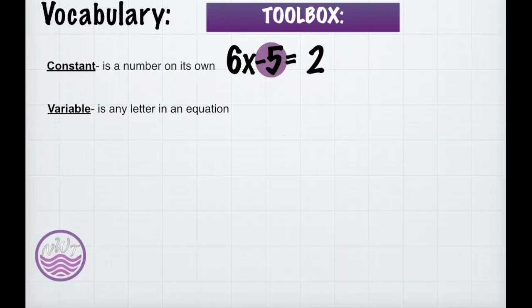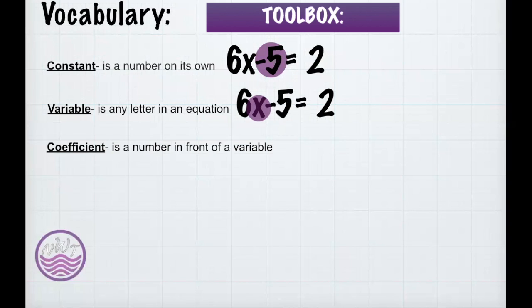The next vocabulary word is variable. A variable is any letter in an equation. So again, if we have the same exact equation as above, my variable is going to be x. It does not always have to be x. Sometimes it'll be y, sometimes it'll be n. You'll get to see that in our examples.